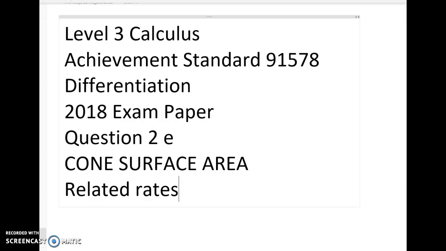Here's question 2E from last year's Differentiation Level 3 Calc paper. So this is an excellent question about a cone and a rate of change to do with the surface area.